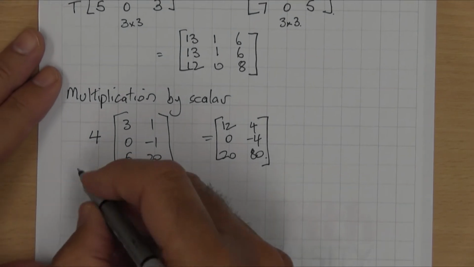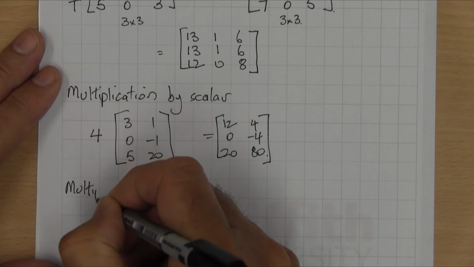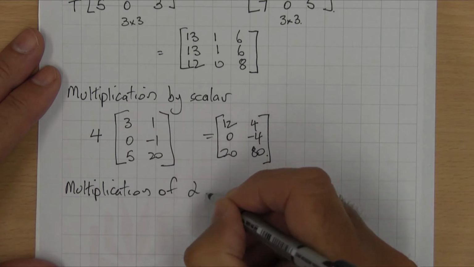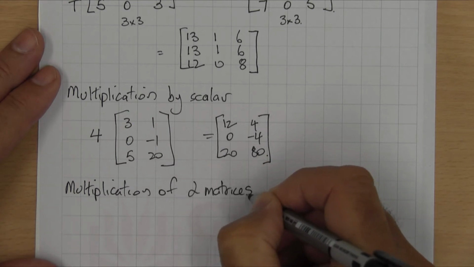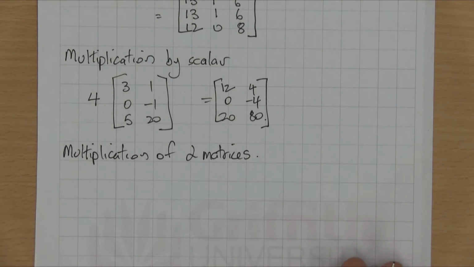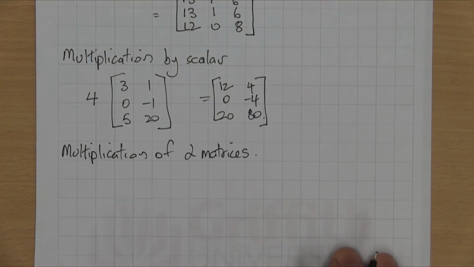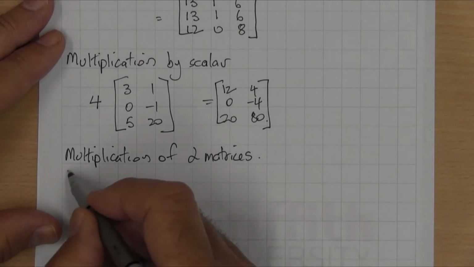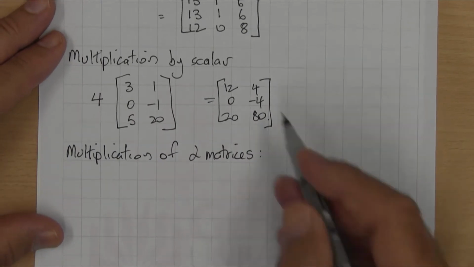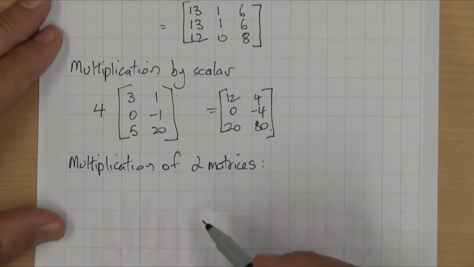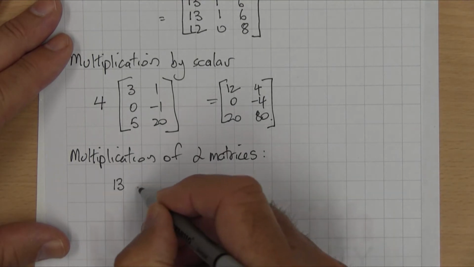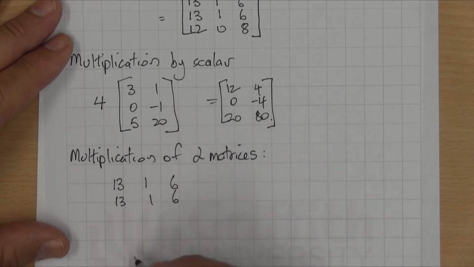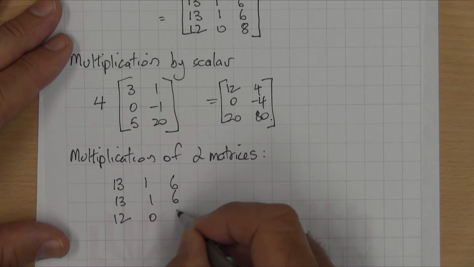Now, multiplication of 2 matrices. Suppose that, and I'll do that by way of an example, do the multiplication of matrices by way of an example. We've got our footy teams up here, so we've got 13, 1 and 6 for the Broncos, 13, 1 and 6, and 12, 0 and 8.